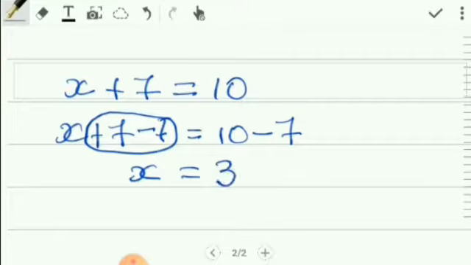What does this mean for the math? It simply means that if I plug 3 here and work it out, then 3 plus 7 will equal 10. The solution is 3. Let's look at another case.